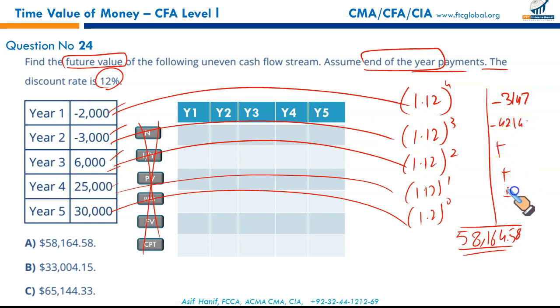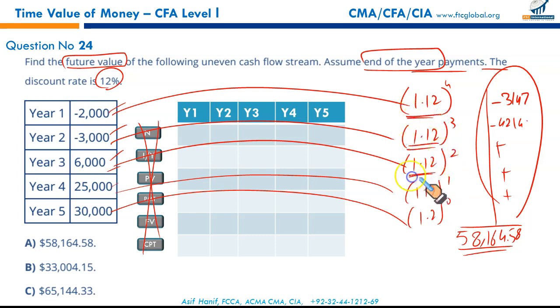Rest of them will be positive. Simplifying these will give you the straightforward answer, no big deal. This is the only way, gentlemen. Unfortunately, uneven future cash flows will have to be solved this way. But for calculating present value, you can use that CF naught function, 0, enter, down arrow key. That will help, but for these, unfortunately, this is the way.